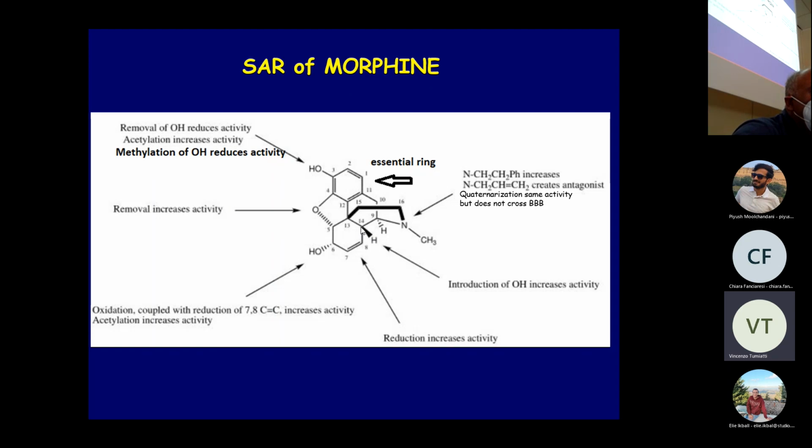You see the carbon atom 14. We'll see that it is possible to introduce another OH group, another alcoholic group, on carbon 14. This modification increases the activity a lot. Once again, we have an additional hydrogen bond with the receptor.